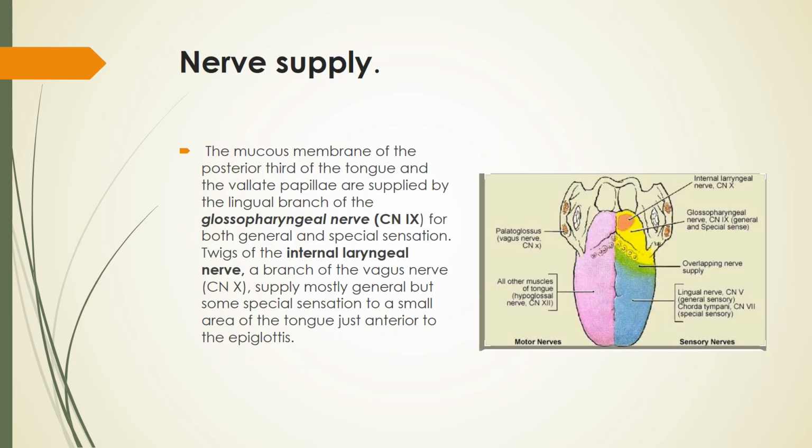In the posterior 1/3 of the tongue, the general as well as taste sensations are carried by glossopharyngeal nerve, which is 9th cranial nerve, while in the posterior most part of the tongue, the internal laryngeal nerve, which is branch of vagus nerve, carries general as well as special sensation of taste.